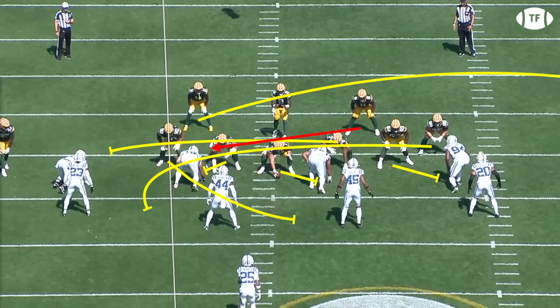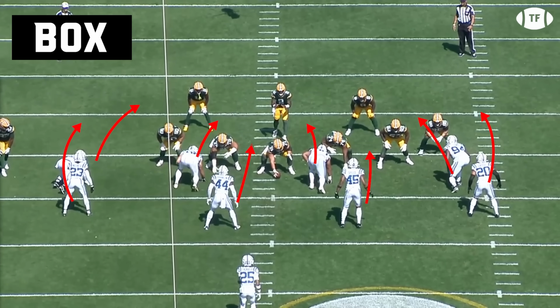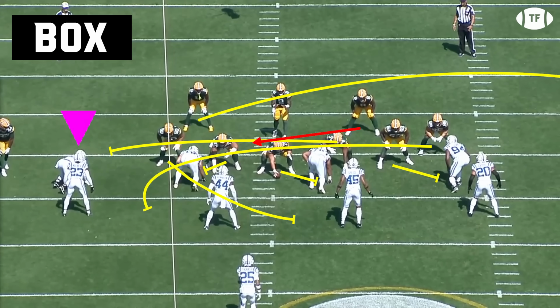boxing and spilling. In a box fit, everyone plays the outside shoulder of their man, always trying to funnel the ball back middle. The edge defender is very important here and needs to send the run inside or the back will bounce away from everybody. The linebackers' jobs are very important here too.